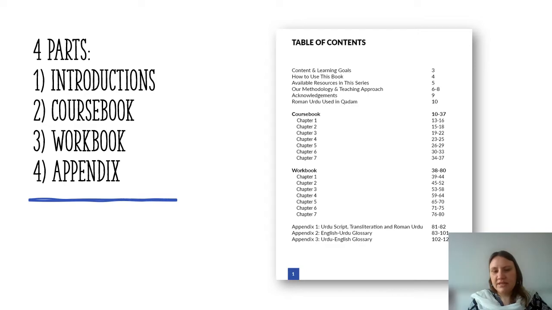And at the very end, as mentioned, there's the appendix, which includes a glossary, but it also includes a section where we talk a bit about the whole topic of the Urdu script, transliteration, and Roman Urdu. As you start learning Urdu, you will discover that the whole topic of Roman Urdu, how we should spell things if we don't know the Urdu script, is something important to talk about. So if you want to know a bit more about that and also our approach, you can turn to appendix number 1, which you will find on page 81 and 82.